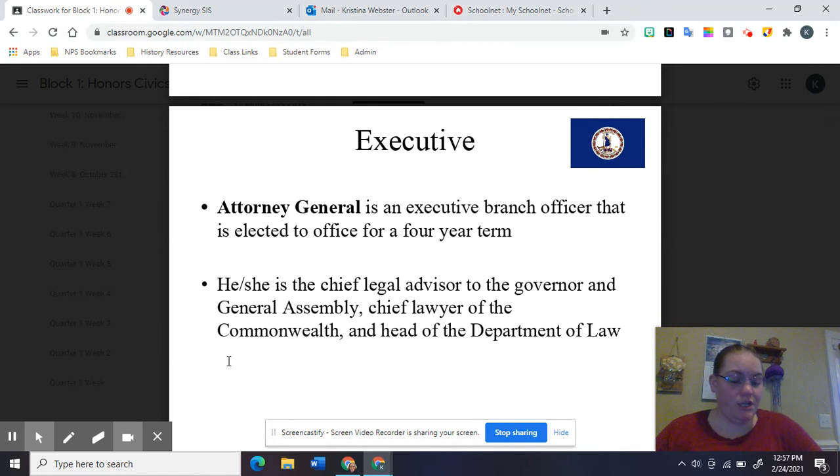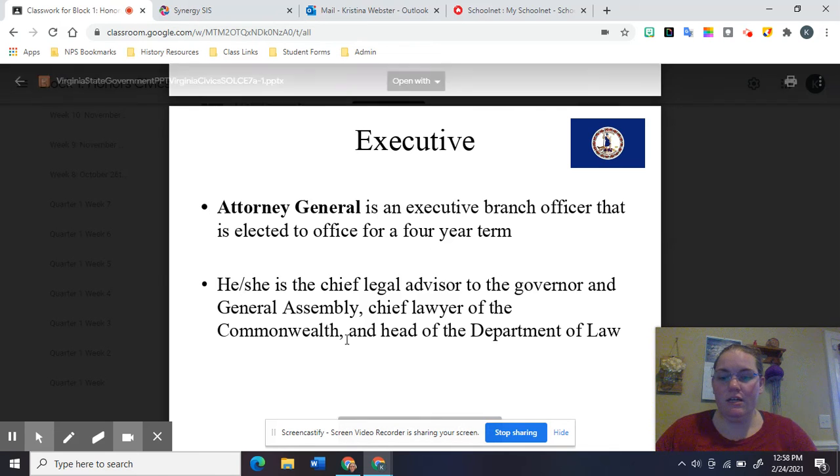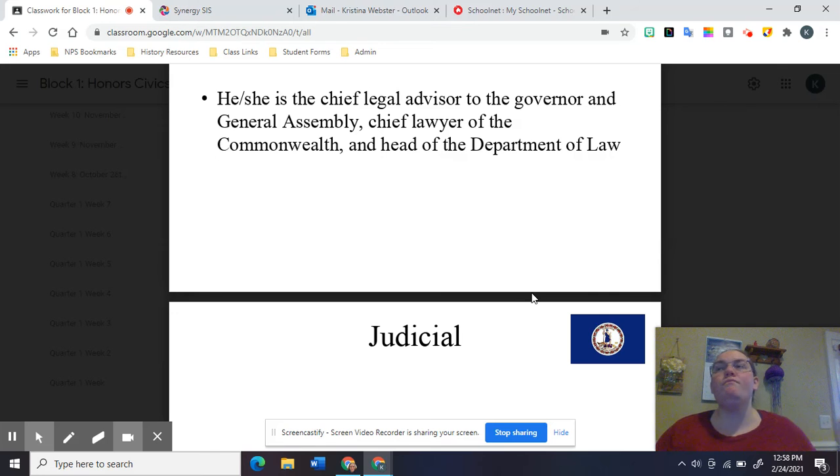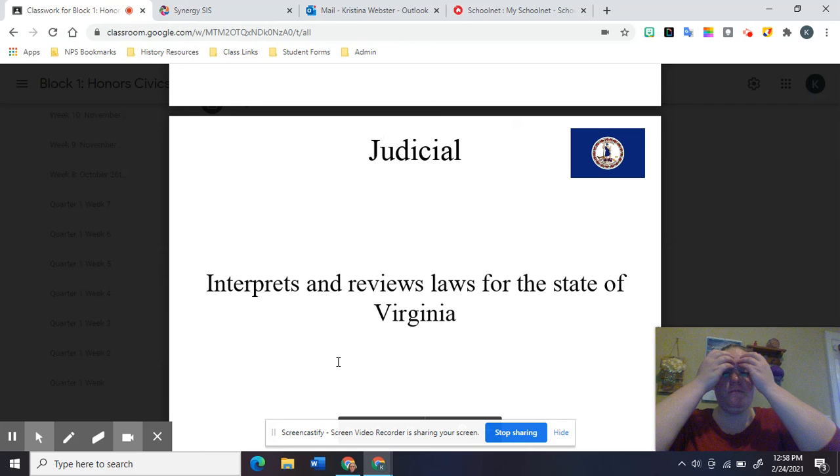And then also we have our Attorney General, who is an executive branch officer as well, elected to office for 4 years. They're the chief legal advisor of the governor and the General Assembly, the chief lawyer of the Commonwealth. So if you ever hear Virginia v. blank, that's probably going to be brought by the Attorney General. He also heads the law department. So Virginia also has those executive cabinets, departments, and regulatory boards that fall under the executive branch that help them execute the laws. Our judicial branch interprets and reviews laws for the state of Virginia.